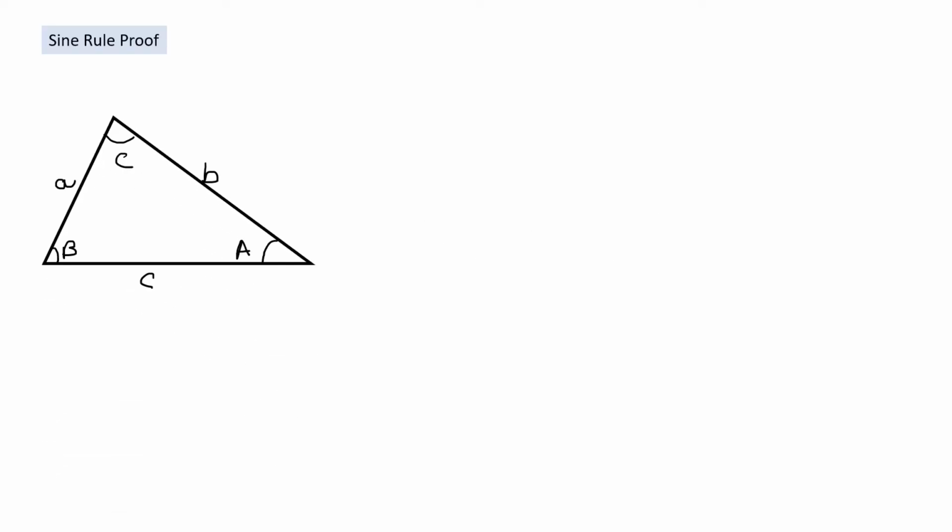If you look at this triangle, we are using the similar notations. Angles are written in capital letters A, B, C, and the sides are written in small letters. Also, small a is opposite to angle capital A, and so on and so forth.